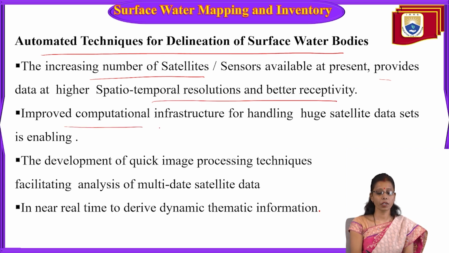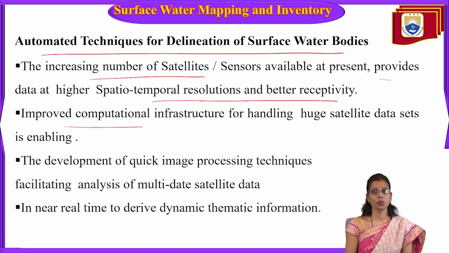Okay, so improved computational infrastructure for handling huge satellite data sets in India. We have to improve the computational infrastructure, with more data handling computers which can store much more data and give you proper data information. That kind of infrastructure has to be developed and data sets enabled. So the development of quick image processing techniques will facilitate analysis of multi-date satellite data in near real time to derive dynamic thematic information.